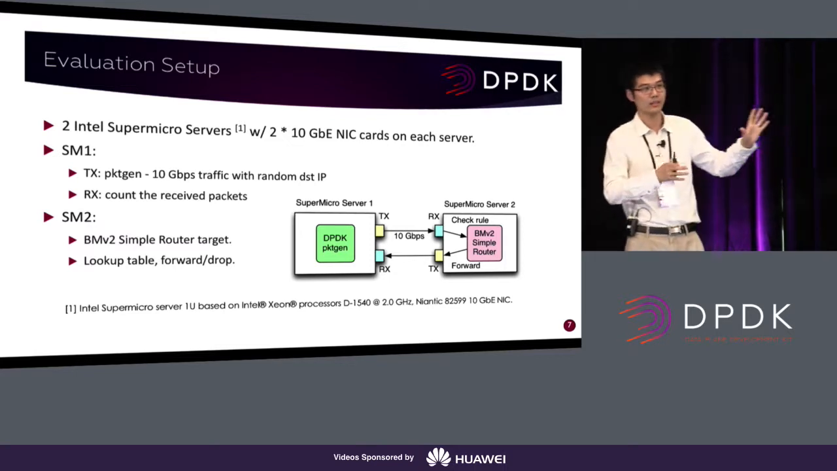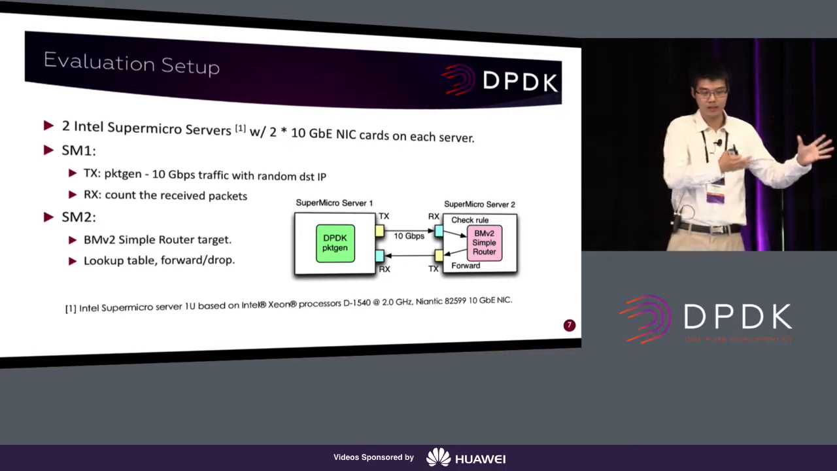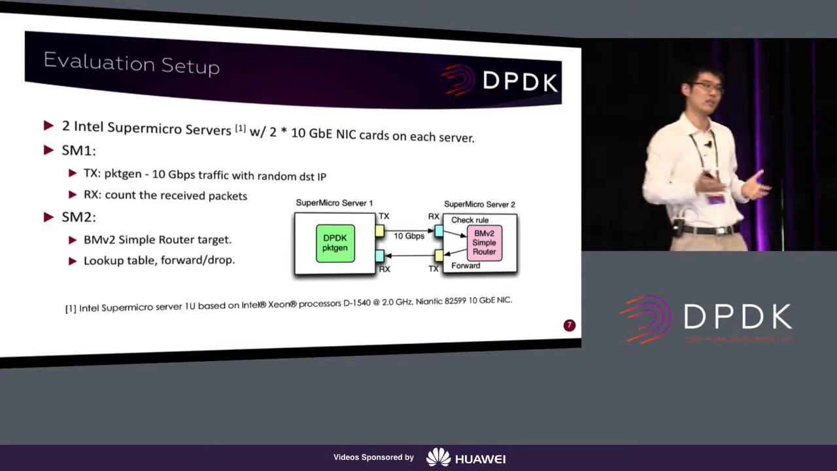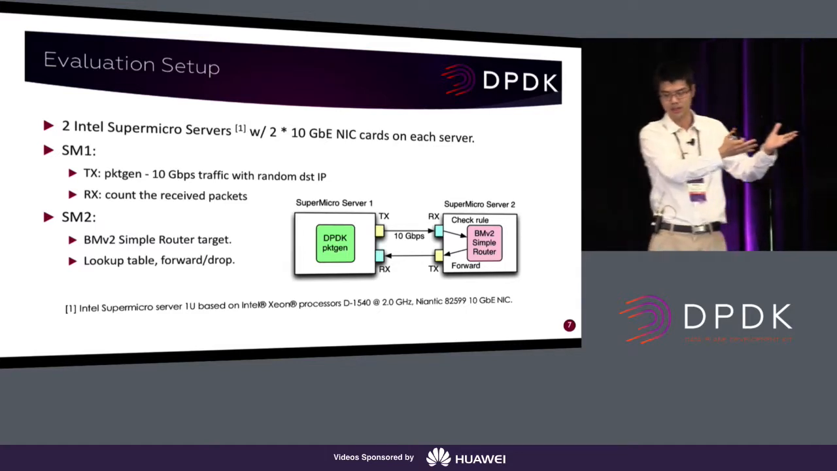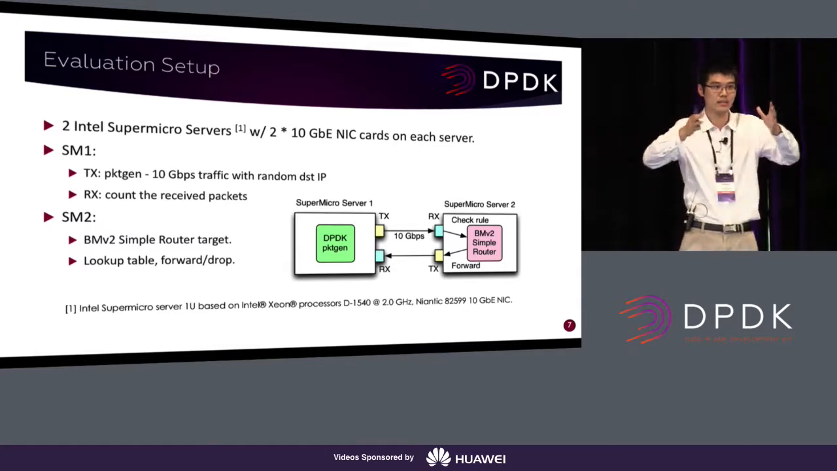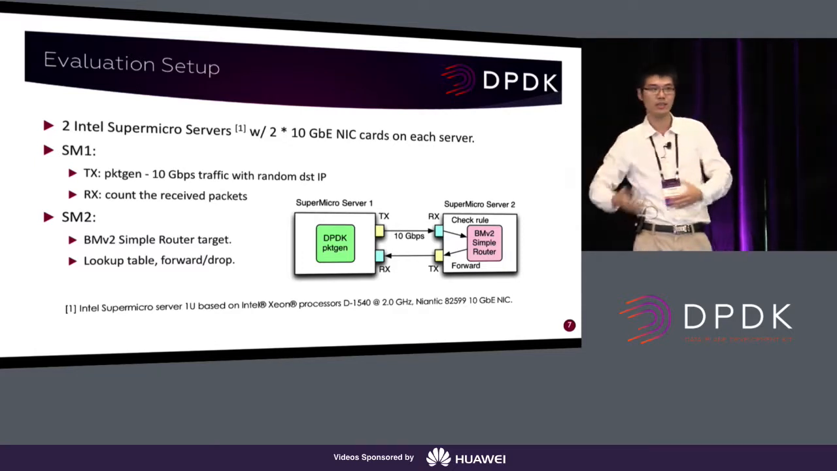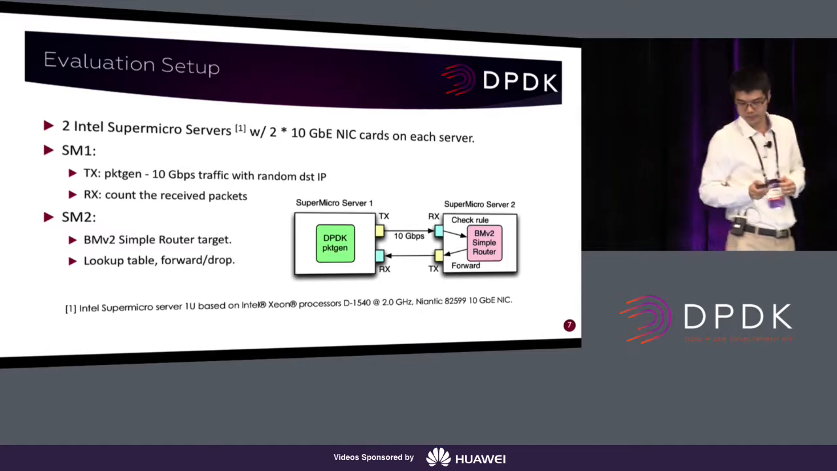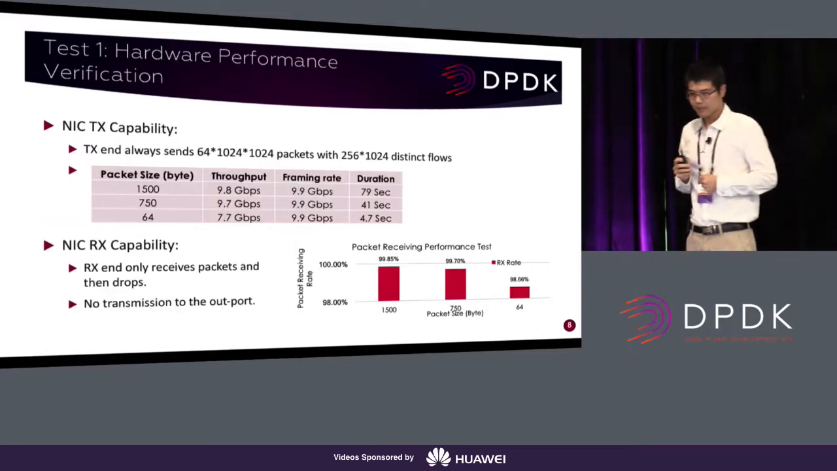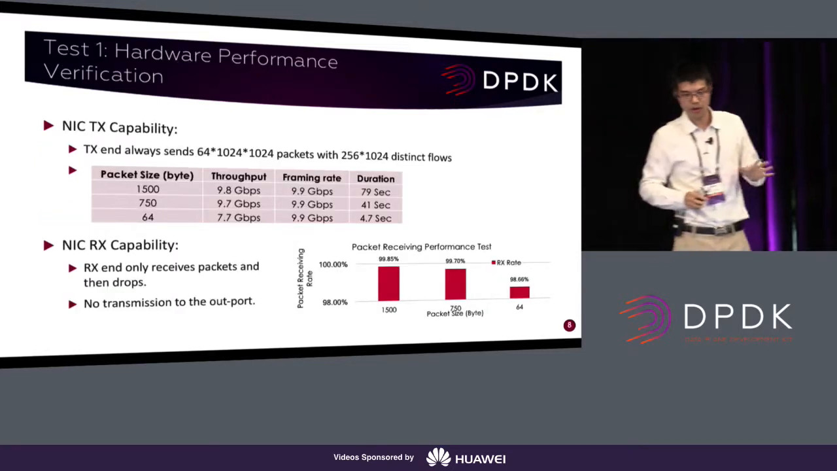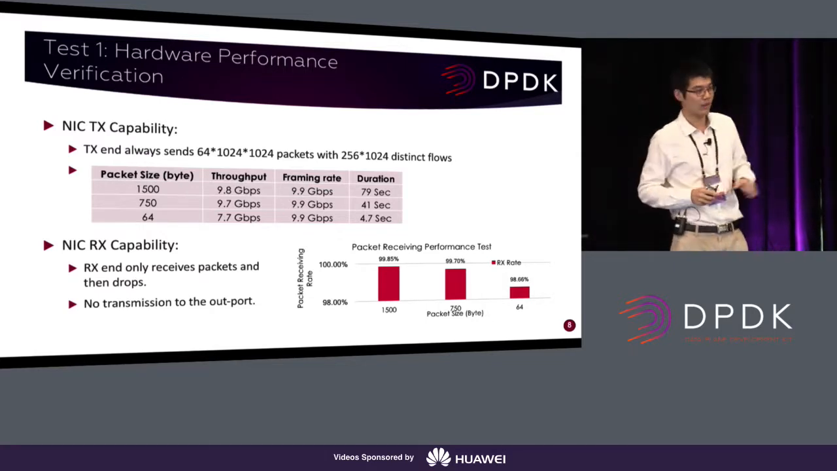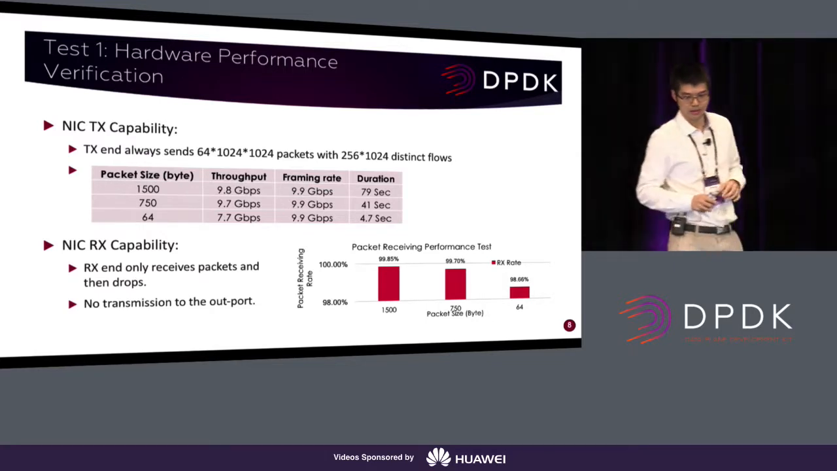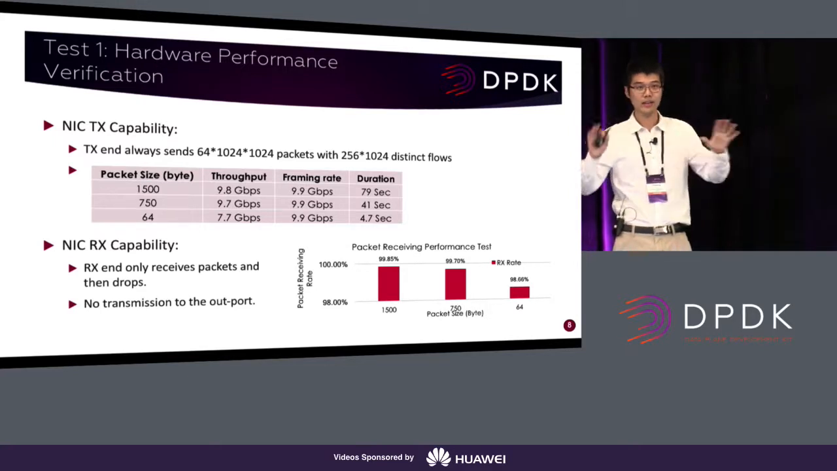It simply works as a router that contains a lookup table and checks your incoming packets against the rules. If there's a match, then I forward. If there's no match, then I drop. So now I have a couple of slides I want to run through to evaluate the performance.